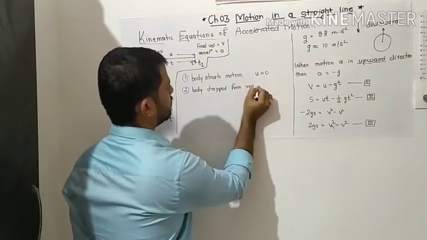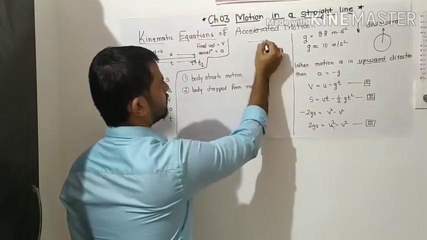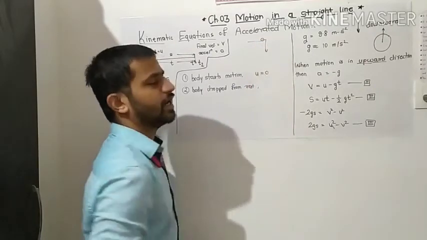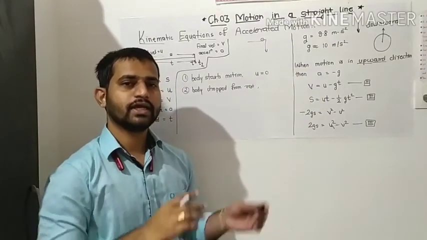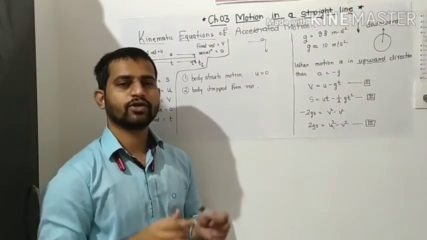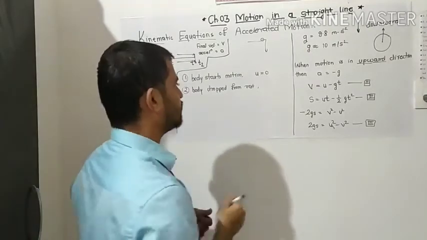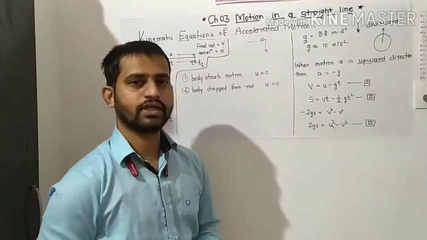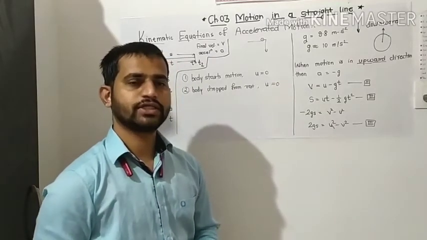Sometimes a problem may say that from this position you are dropping the object in a downward direction. In that case we have to consider that initially the body is at rest, and from the rest you are dropping that object. So in that case also the initial velocity u is equal to 0.